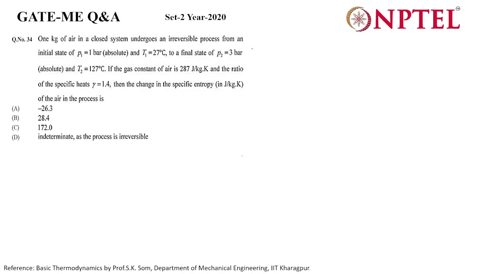2020 it has come, right? Entropy function of pressure and temperature for this problem. So what is the formula for that? Cv ln T2 by T1, or Cp ln T2 by T1, plus minus R ln P2 by P1.